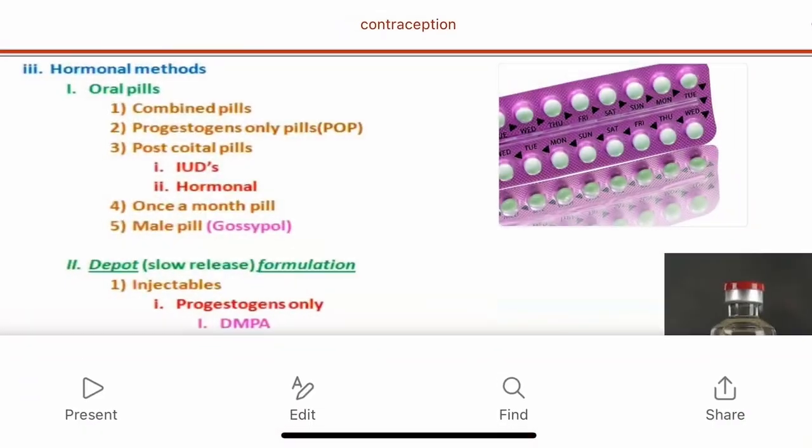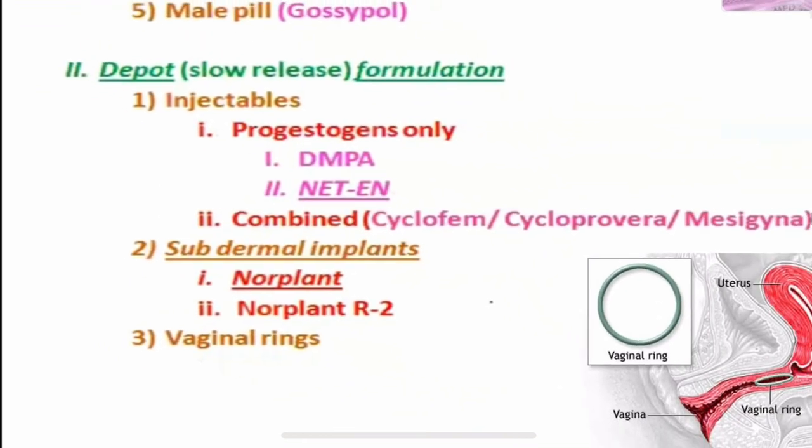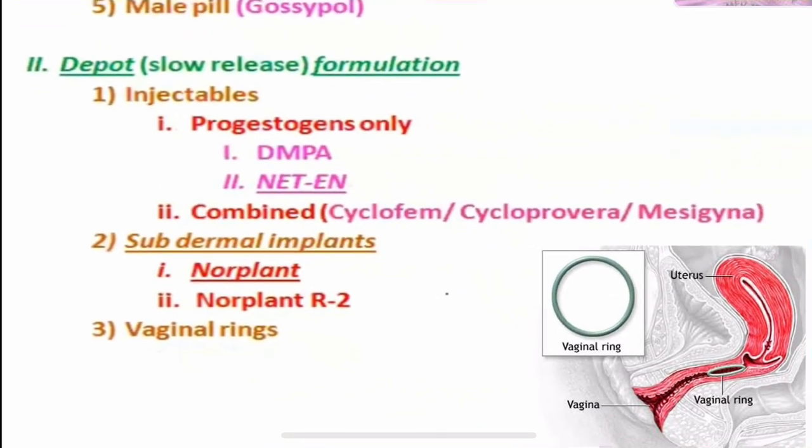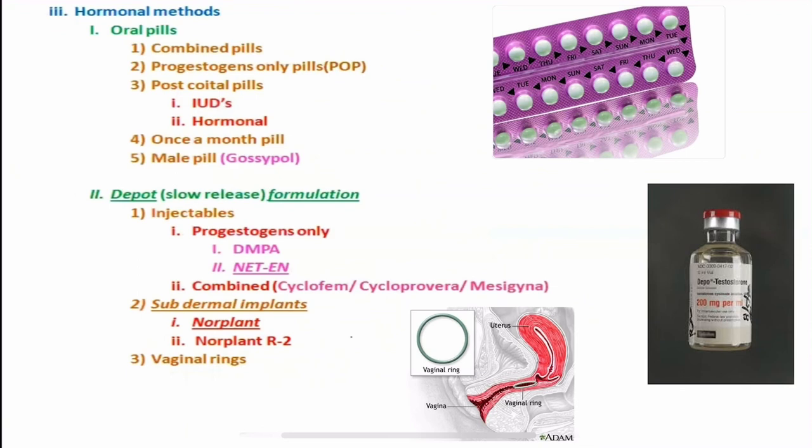Moving on to the second half, that is depot, which is a slow release formulation. Under the depots, we have injectables, that is injections. Progesterone only: DMPA and NET-EN are the two progesterone only injections, or we have combined ones like Cyclofem, Cycloprovera and Mesigyna. Subdermal implants: we have Norplant and Norplant R2. Under the depots, we also have the vaginal rings. So I hope it's clear. This is about the hormonal methods: oral pills and depots, or slow releasing formulations.